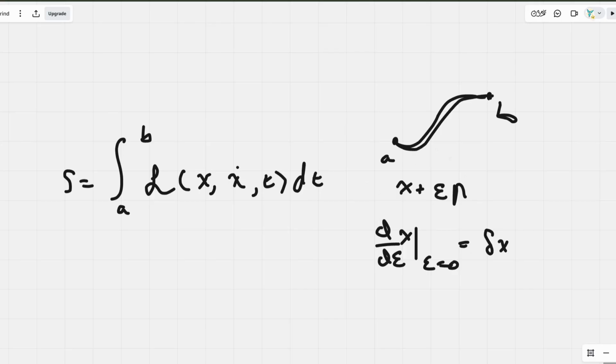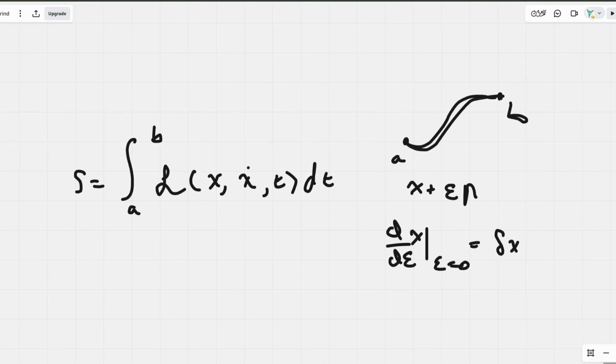And then if we have this little change in our path that we take, then consequently our action will also change as a result because we're taking a different path. And to minimize the action, that's going to be when the variance of the action is 0, which is the variance of the integral from a to b of the Lagrangian.